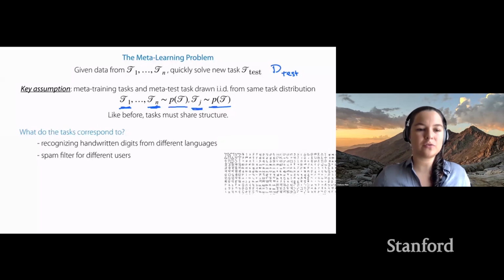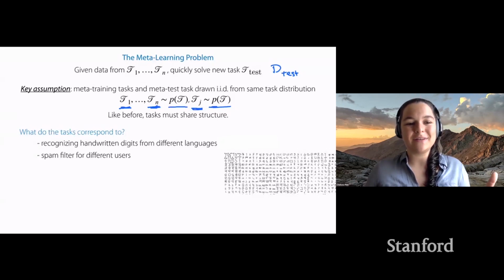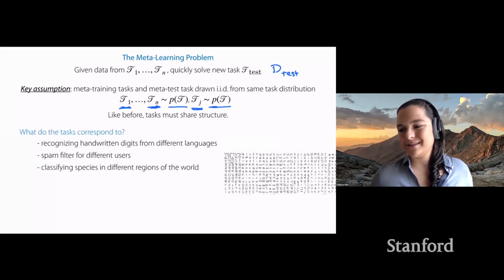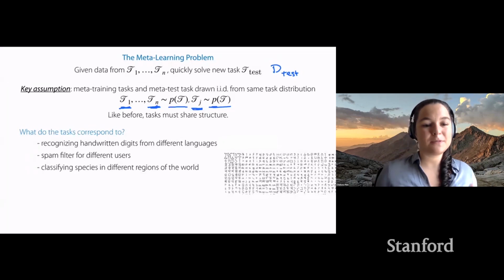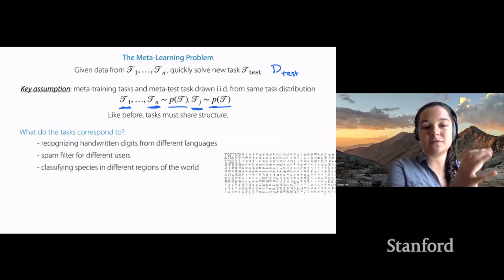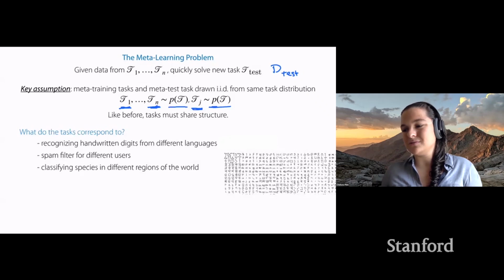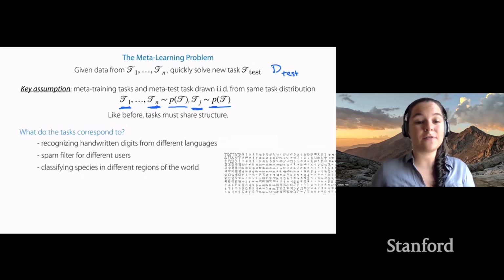You can also have a spam filter for different users, and your goal is, given a new user and a little bit of data from that new user, can you learn a good spam filter for that user? You may be interested in classifying species from different regions of the world. Maybe you have a lot of data from a range of different regions, but then you're given a little bit of data for a new region. You want to be able to learn a good classifier for that new region from a small amount of data.